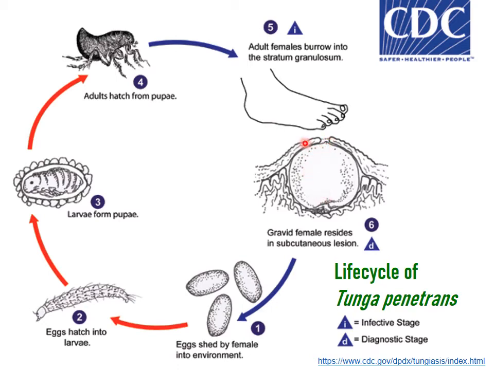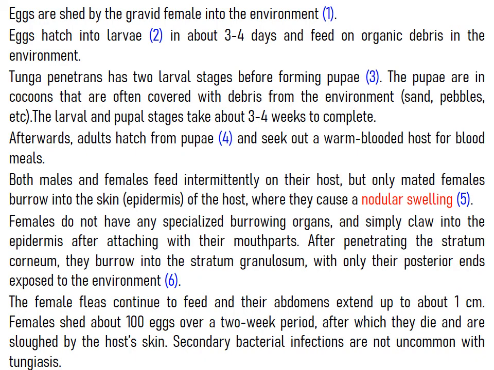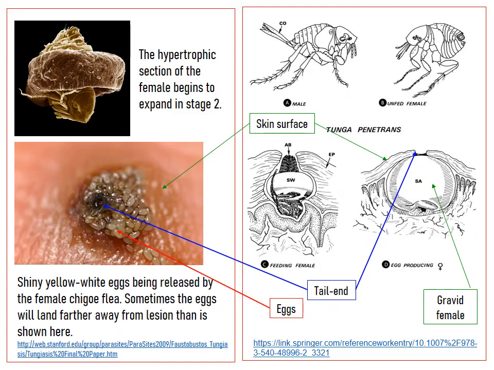So this is the human skin, the surface of the skin. This is the head of the female flea, and this is the rear end or the tail of the flea. In this distended abdomen is where the gravid eggs can be found. Later on, the eggs will be released onto the skin. Please read through the life cycle of the chigoe flea. This is taken from the CDC website.